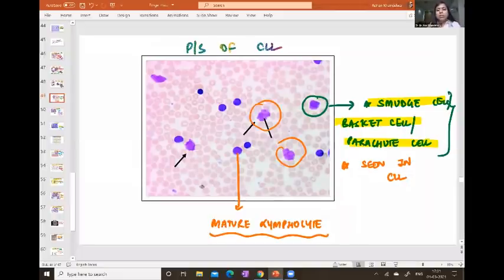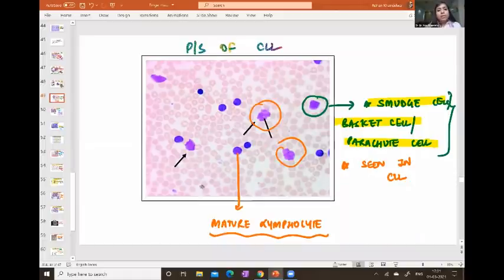Why are they called smudge cells? Because the cytoplasm of these cells is very fragile. So when you make a peripheral smear, how do I make a peripheral smear? This is the slide. This is another slide. I just do something like this and make a peripheral smear, right? So when I make a peripheral smear, because the cytoplasm is fragile, it gets smudged. The boundaries get smudged, as you can see in this image. That is why this cell is called a smudge cell.